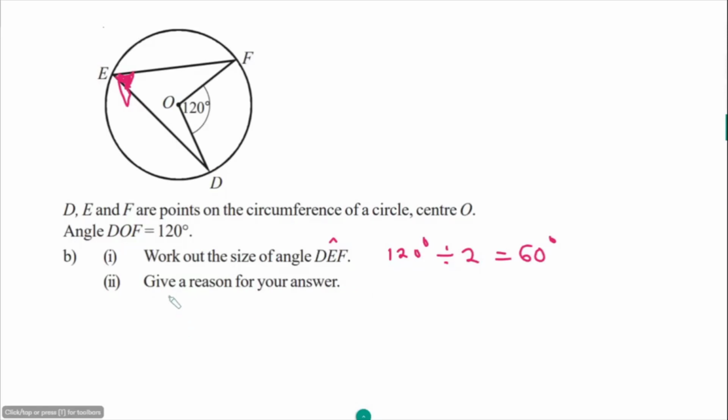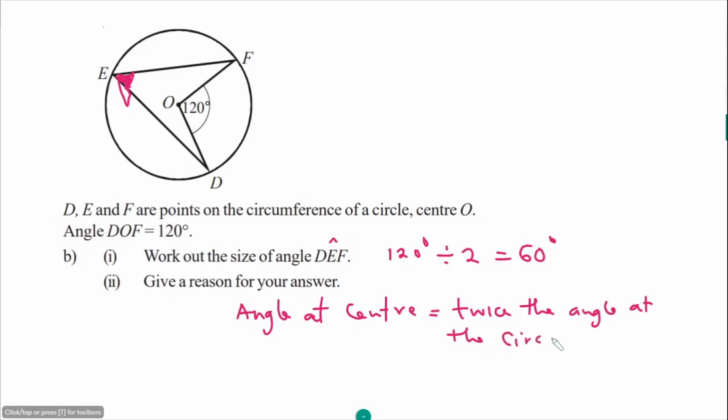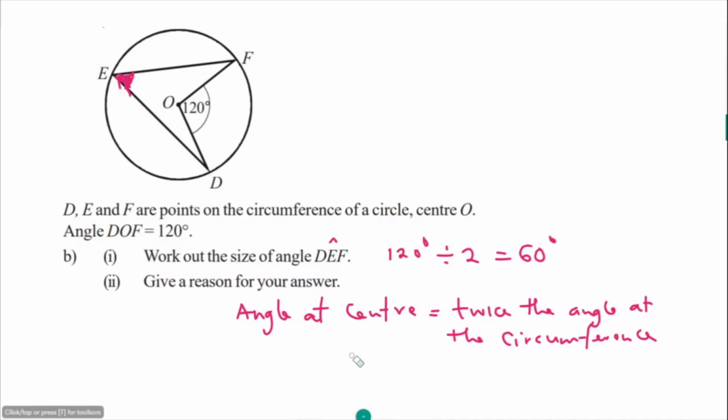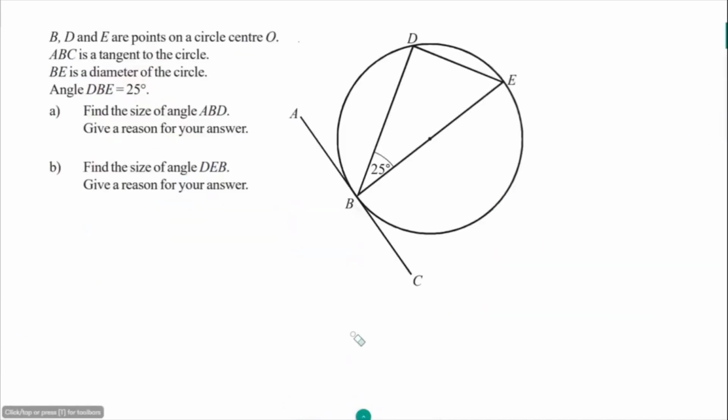And the second part, give a reason for your answer. Well, angle at center is twice the angle at the circumference. That's the angle at the circumference. So that's it. Let me just wipe this out to make this a lot neater. All right, and now we move on to the next question.